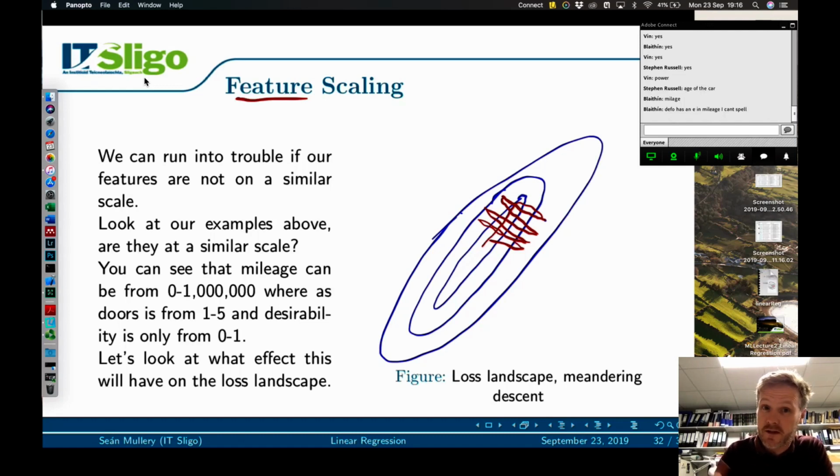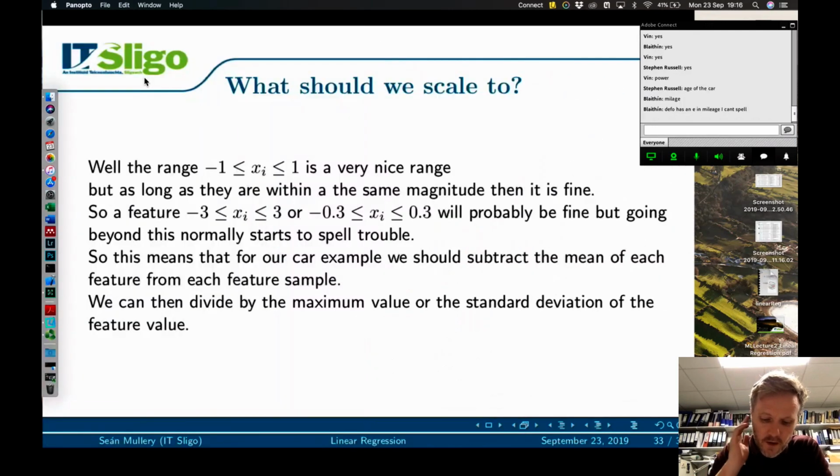So what can be useful to do is to scale those features so that every feature is roughly the same size. So what should we scale it to? Well, the range -1 to +1 is generally a very good range to use because it works well with our sigmoid function and things like that you're going to see later. So this is a very nice range, but as long as they're within the same magnitude, generally we're fine. What I mean by magnitude is that it's not 10 times more and it's not 10 times less. So for example, a feature that went from -3 up to +3 will do fine alongside a feature that goes from -1 to +1. There's no need for them all to be perfectly matched.